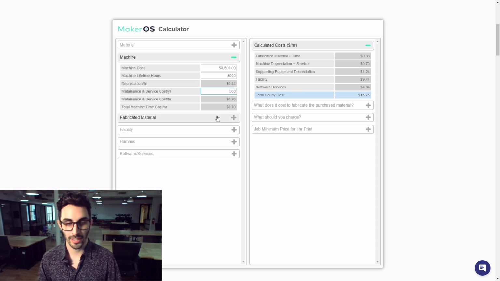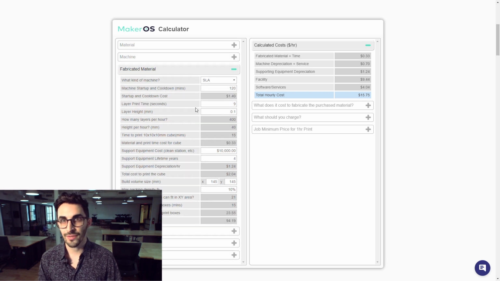Now let's look at the fabricated material. In our previous video, we took a look at FDM 3D printing and how you should price for that and general costs. Doing the calculation for SLA is a little bit more complex because we're dealing with not necessarily material deposition rate. We're basically trying to figure out what our Z height per hour is, essentially. How many layers per hour can we fabricate with this machine.